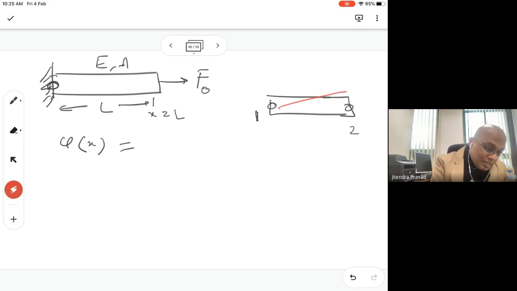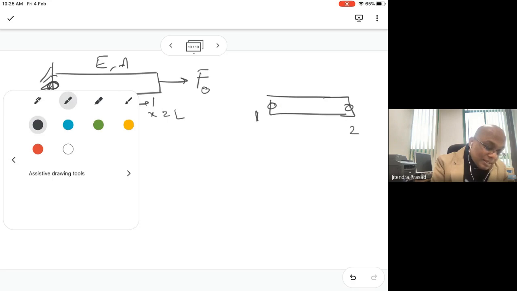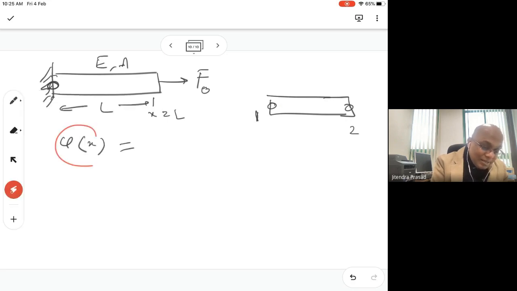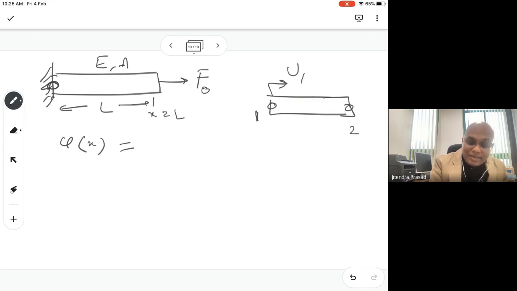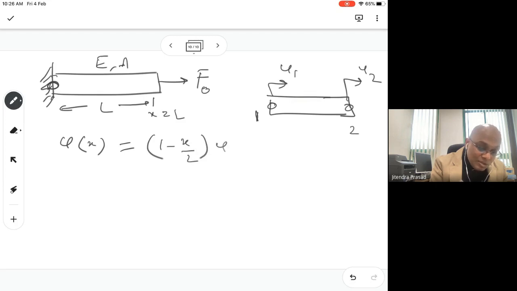And within that, we are already saying that u(x) is linear. So how can we make it linear? We can write it this way. Let us say u1 is the displacement here, u2 is the displacement there, and then we want to interpolate. How will you interpolate? You can say it is (1 minus x over L) times u1 plus (x over L) times u2.